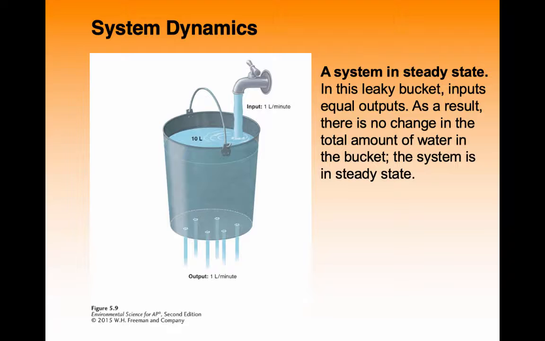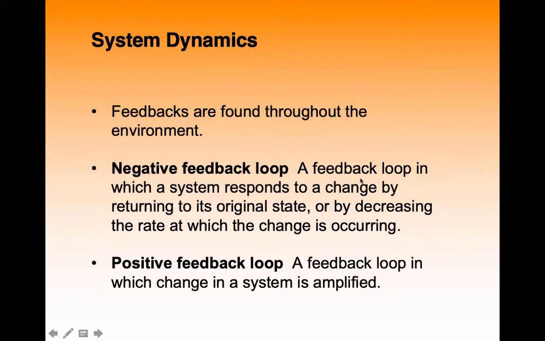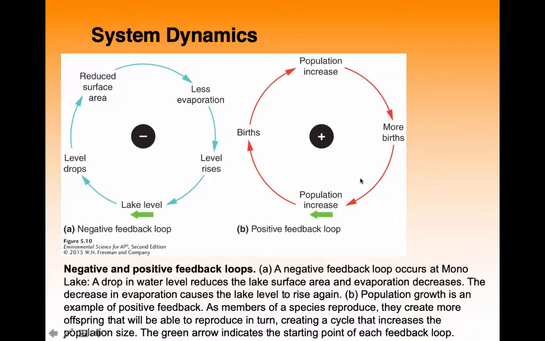A system is said to be in steady state when the inputs equal the outputs. In this particular example, the faucet is adding water to the bucket. There's holes in the buckets and the same amount of water is flowing out. This negative and positive feedback loop is kind of important. A negative feedback loop basically just returns the loop back to its starting place. So you have a scenario, an event happens, and that event essentially takes it right back to the original scenario.